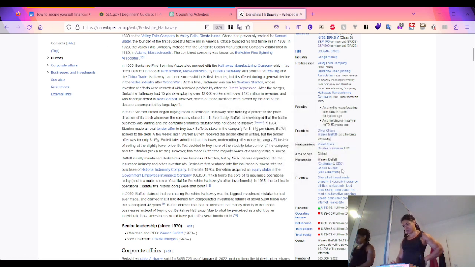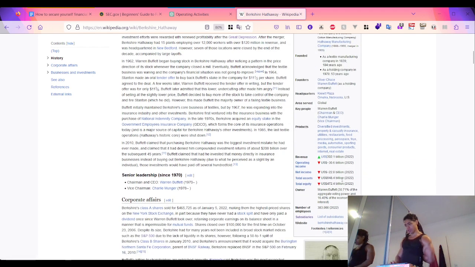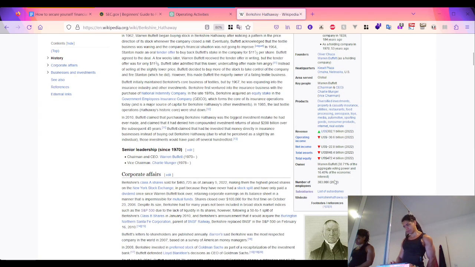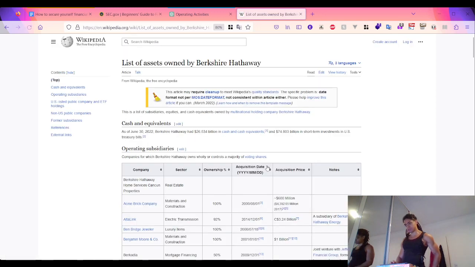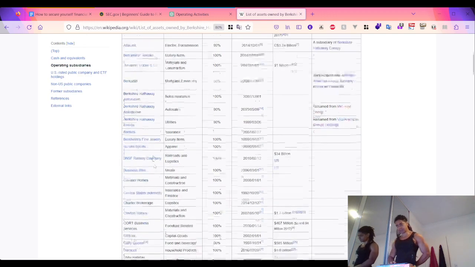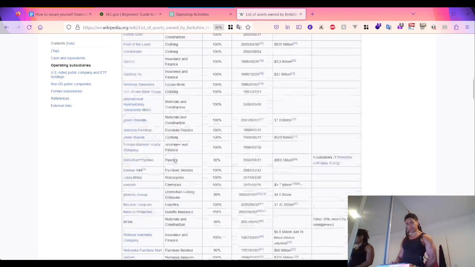Holy crap. Revenue, okay, 32.1 billion. Operating income minus 30 billion in 2022. Net income minus 20.8 billion. Total assets and total equity. Warren Buffett, 30.71% of the aggregate voting power and 16.45% of the economic interest. Number of employees, subsidiaries. Holy crap. All of this.